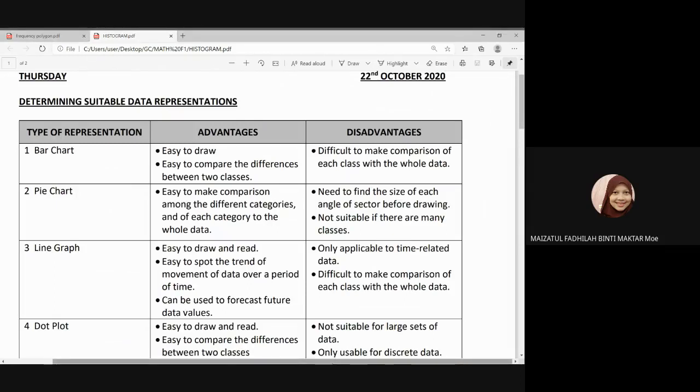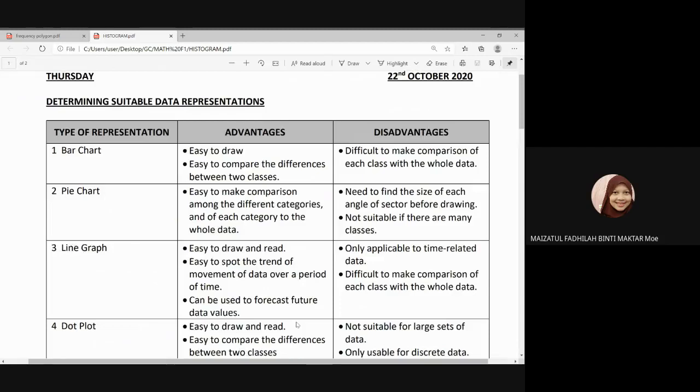First, this is a summary of what we already learned between the five graphs that we already know. These are the advantages and disadvantages that you should know for every graphic representation. For the bar chart, the advantage is it is easy to draw and easy to compare the differences between two classes, but the disadvantage is it is difficult to make a comparison of each class with the whole data.